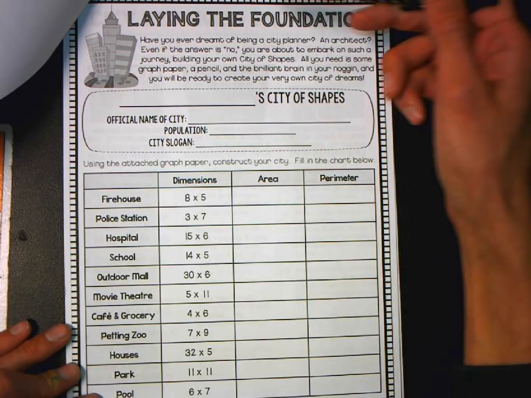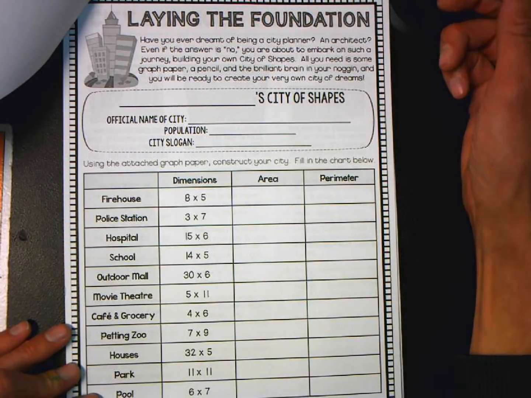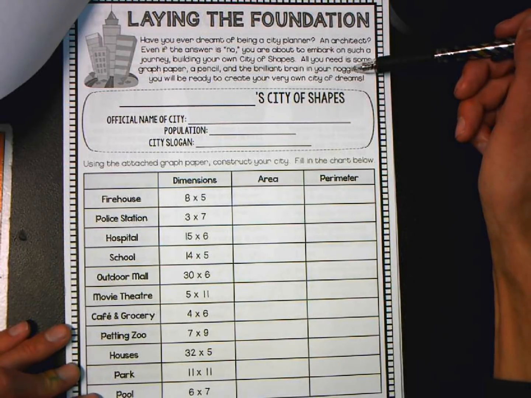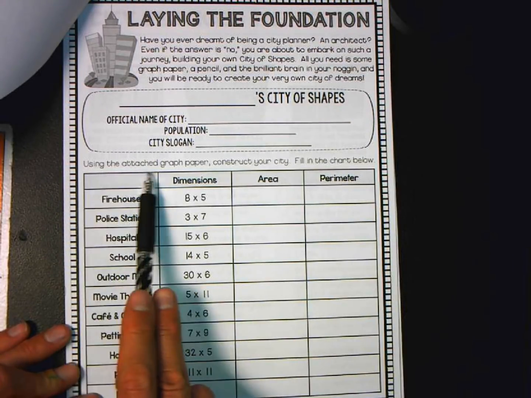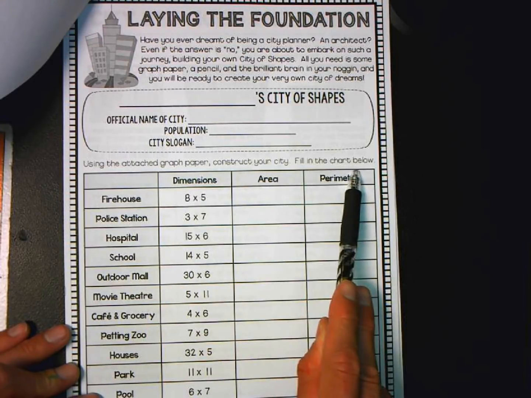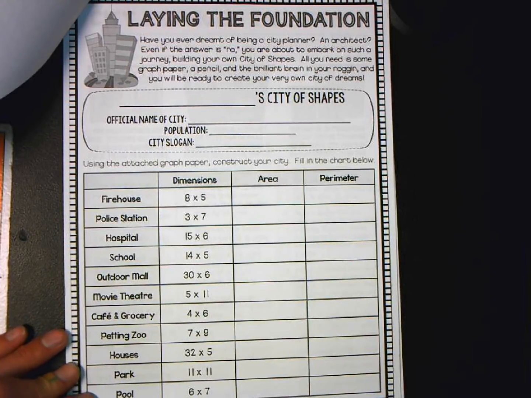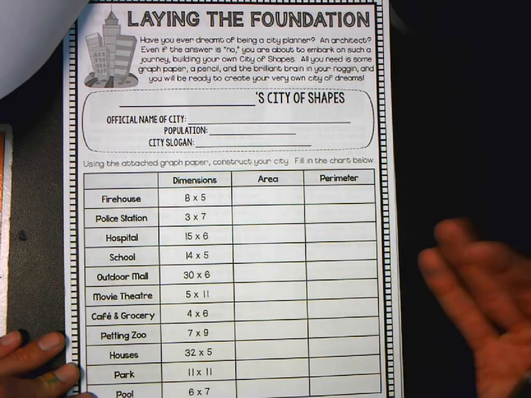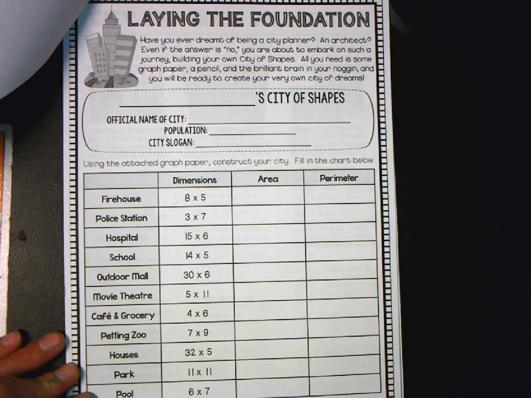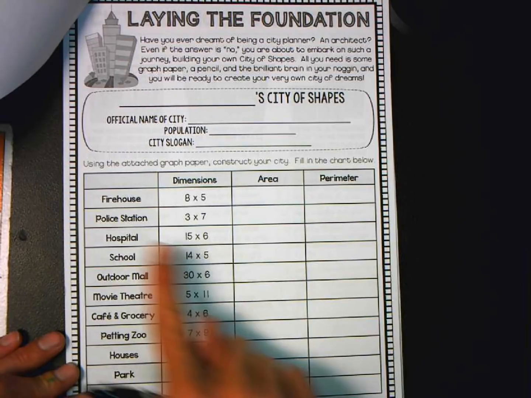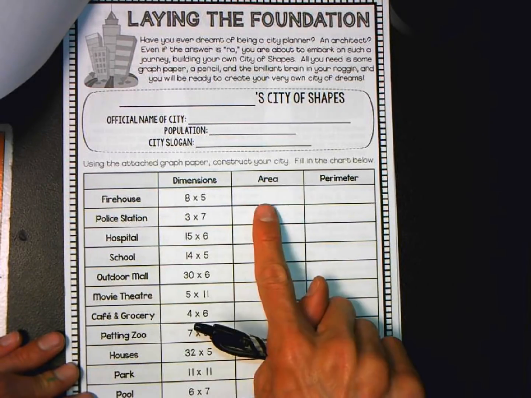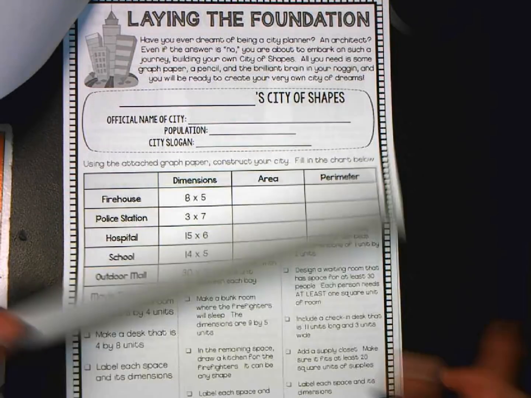So here's page number 1, laying the foundation. Real simple. It gives you a description in your project on the first page of your project. It's going to always give you some instructions in where to do your work, how to show your work. This one right here just says you're going to use the attached graph paper to construct or build your own city, which is pretty cool. And when you've built your own city, you have to fill in this chart below based on the dimensions of each of these types of buildings. You're going to find each area and each perimeter.